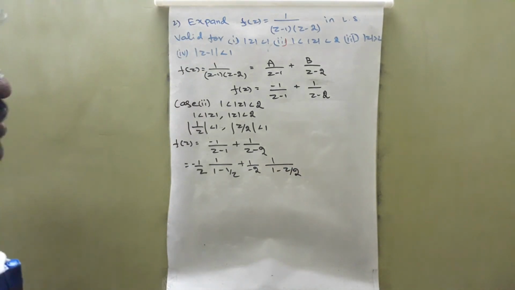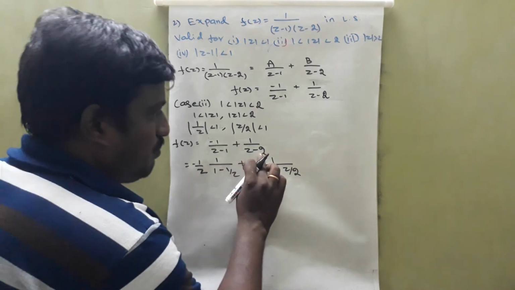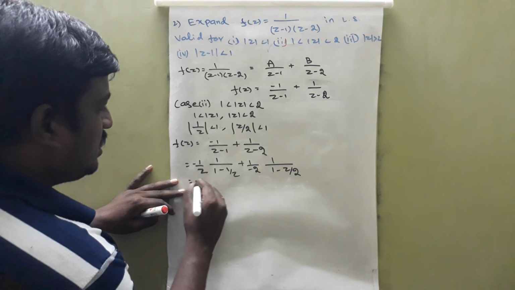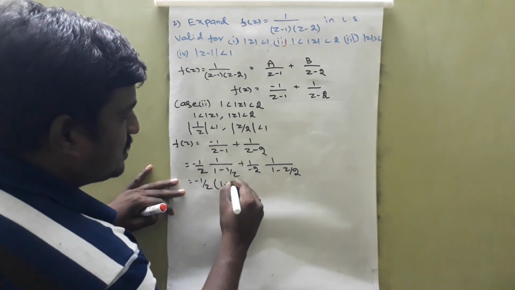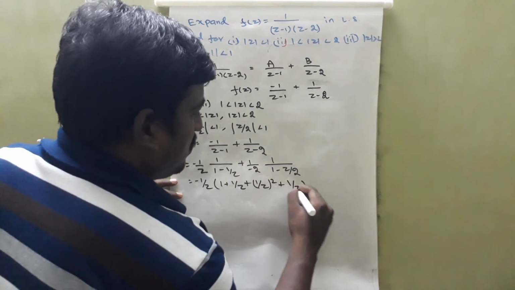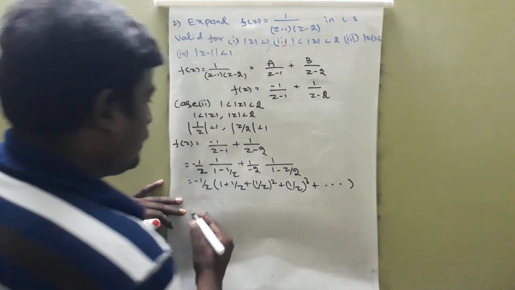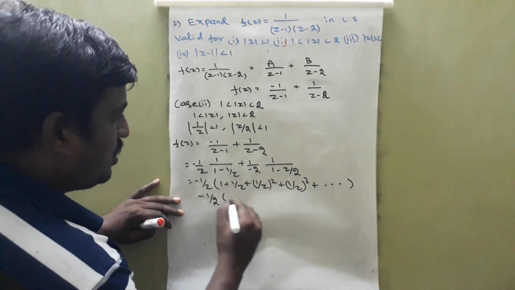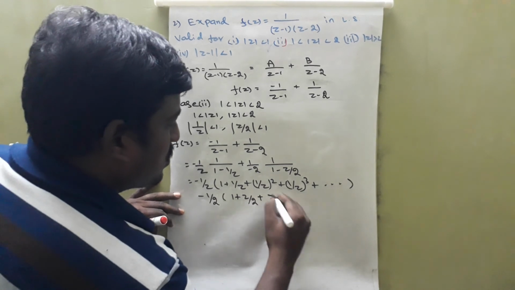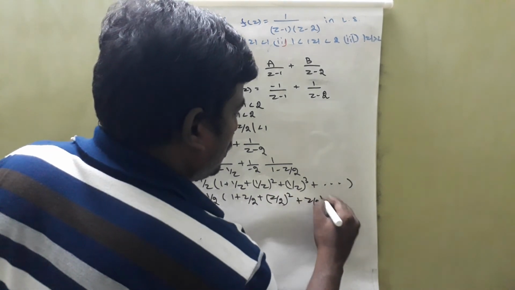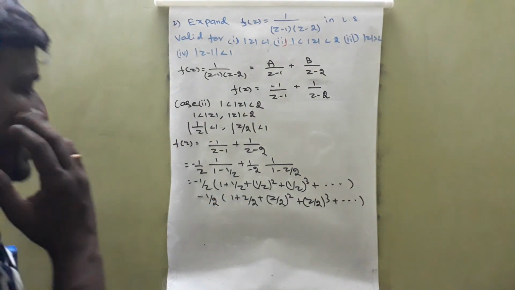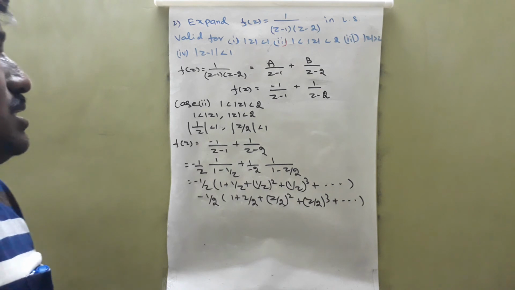Okay. See the case 1. If I take out minus 2 outside, here I will get plus, here I will get minus z by 2. Now apply the condition directly. Minus 1 by z into 1 plus 1 by z plus 1 by z whole square plus 1 by z whole cube plus etc. So minus 1 by 2 into 1 plus z by 2 plus z by 2 whole square plus z by 2 whole cube plus etc. Okay. So the case 3 is over. So case 4 is very important. This is new.